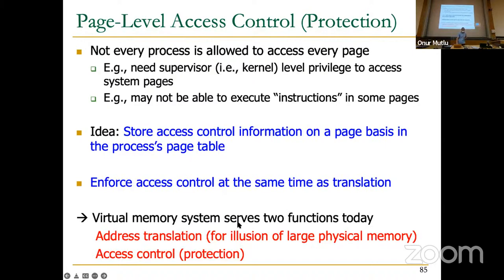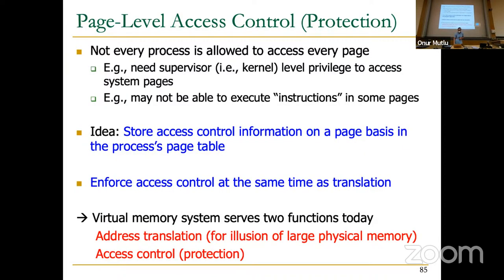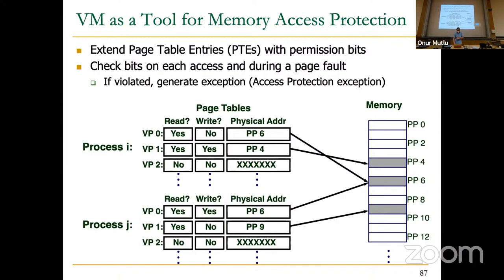So as I said, the virtual memory system serves two functions today: address translation for the illusion of large physical memory, and access control protection for clearly security and privacy purposes in our systems. But keep that in mind, these are two independent things. Okay, so this is my nice picture with translation and access control. I'm not as talented as many of you, so I have this writing. Okay, so let's take a look at this.